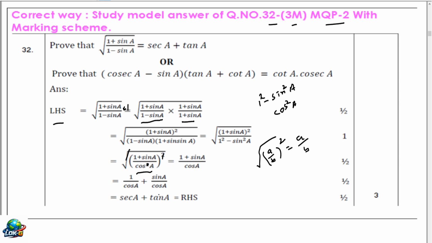Divide every term by cos a. 1 by cos a, sin a upon cos a. 1 by cos a is sec a, sin a upon cos a is tan a. Is it not easy, my dear students?